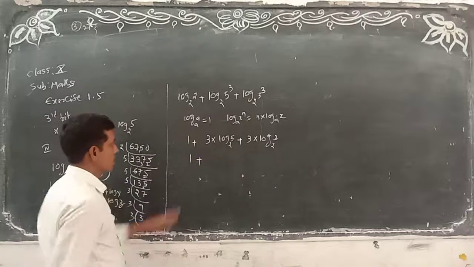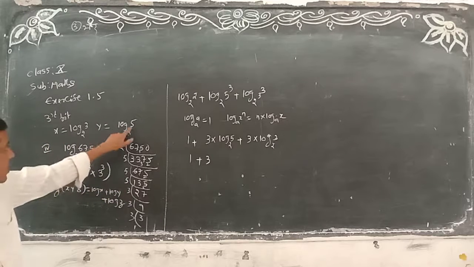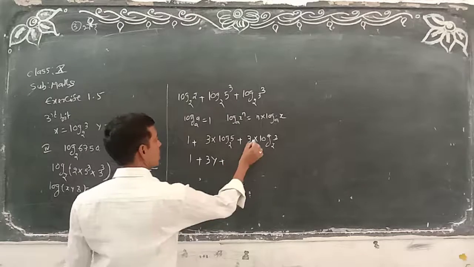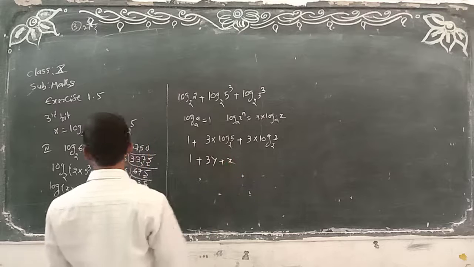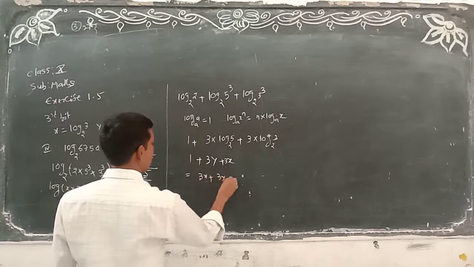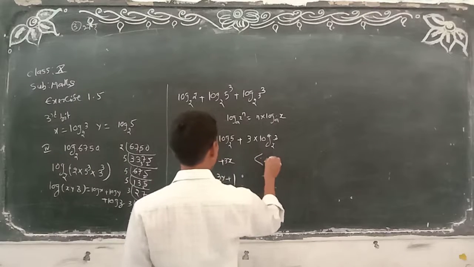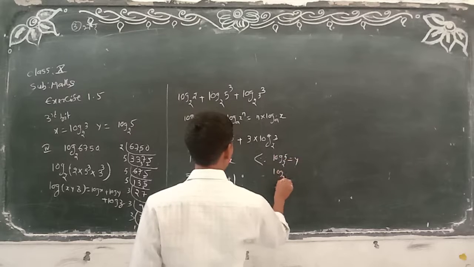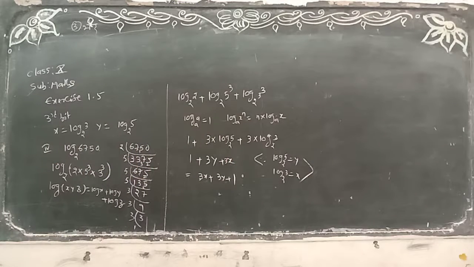So 1 plus 3 log base 2 of 5. Look here, what is the value of log base 2 of 5? It is y. So 3y plus 3 into log base 2 of 3. What is the value there? x. So 3x. This one is 3x plus 3y plus 1. This is the problem. So how did x and y come here? Again the doubt: log base 2 of 5 is equal to y, log base 2 of 3 is equal to x. Okay, now check it out.